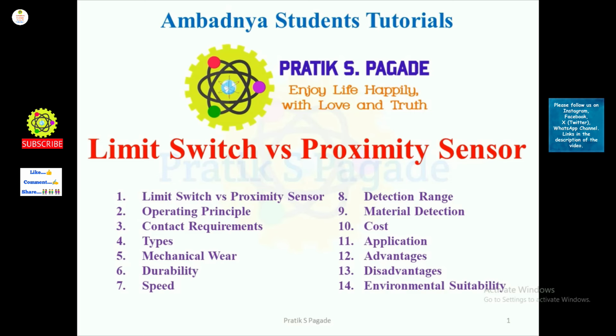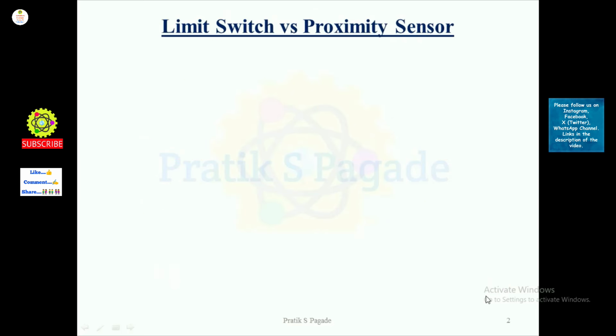To understand the difference, we will see limit switch versus proximity sensor, operating principle, contact requirements, types, mechanical wear, durability, speed, detection range, material detection, cost, application, advantages, disadvantages, environmental suitability. Okay, so let's see the limit switch versus proximity sensor.